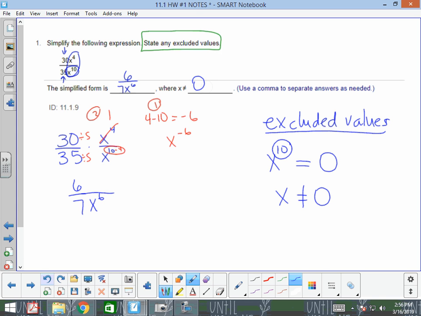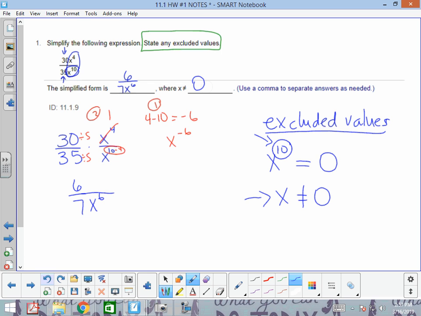x cannot equal 0. So this is one of the easier excluded values to find, but you just have to remember it doesn't matter what this exponent is. x to the first power is what we're solving for. So we're just looking for what x to the first power cannot equal. So that's how you do that one.